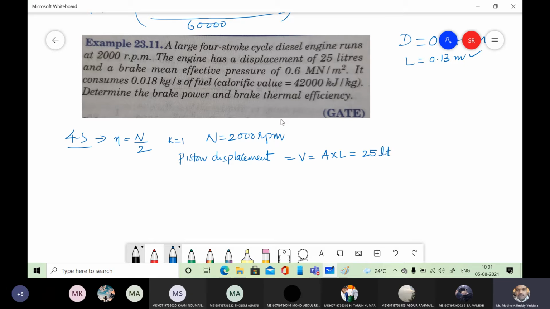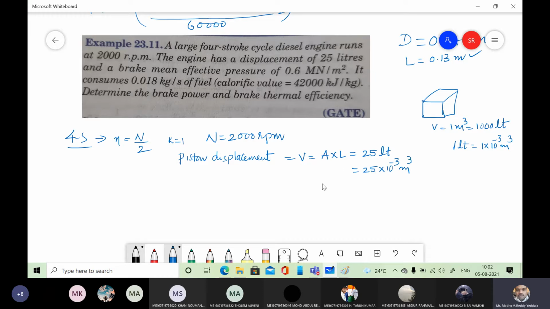Okay, so as we know, if you take a cube of volume 1 meter cube, it will occupy 1000 liters of fluid. Therefore, 1 liter is equal to 1 into 10 power minus 3 meter cube, because I require volume in terms of meter cube. So I am converting liter to meter cube: 25 into 10 power minus 3 meter cube. Therefore, the units will be balanced.